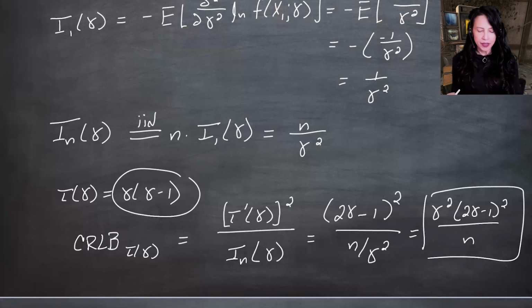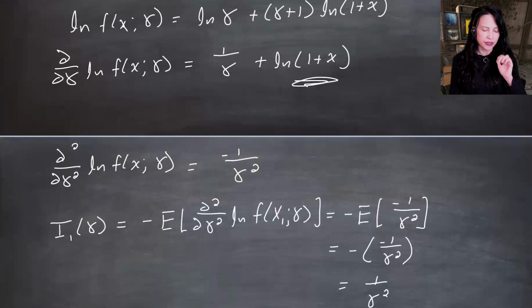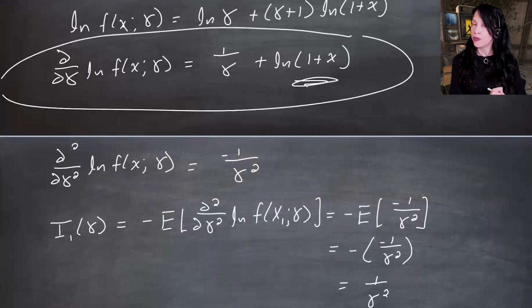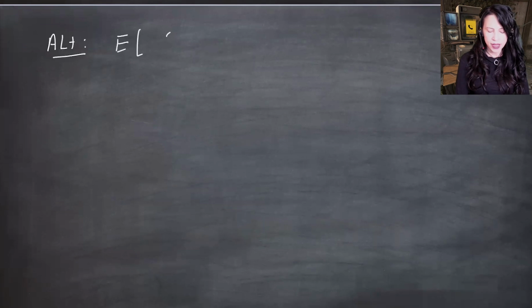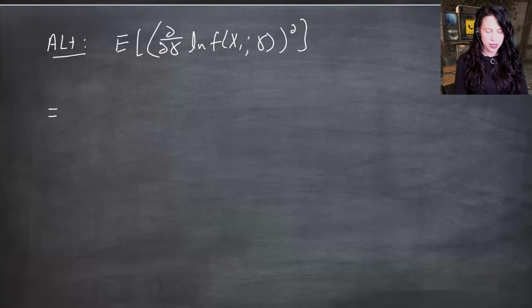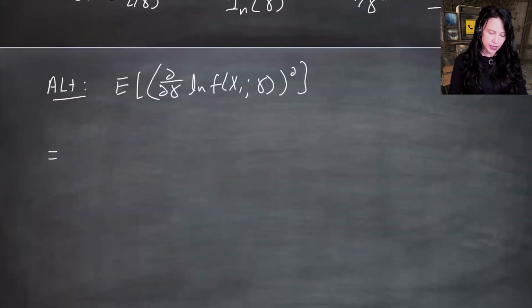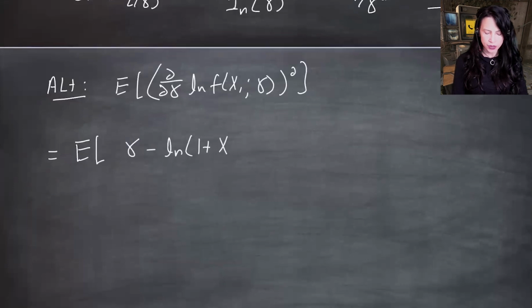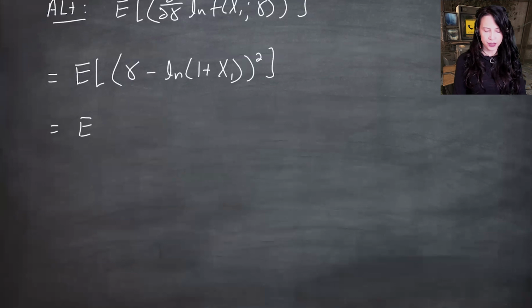So we're done, but what if we didn't take the second derivative? Just want you to know that you could do this. You know how to do this. So alternatively, if you wanted to take the expected value of the derivative with respect to gamma of the log of f of x1 and gamma, squared, this would be the expected value of 1 over gamma minus the log of 1 plus x1, squared. And I would turn this around. I just think it looks a little more familiar if you turn it around.